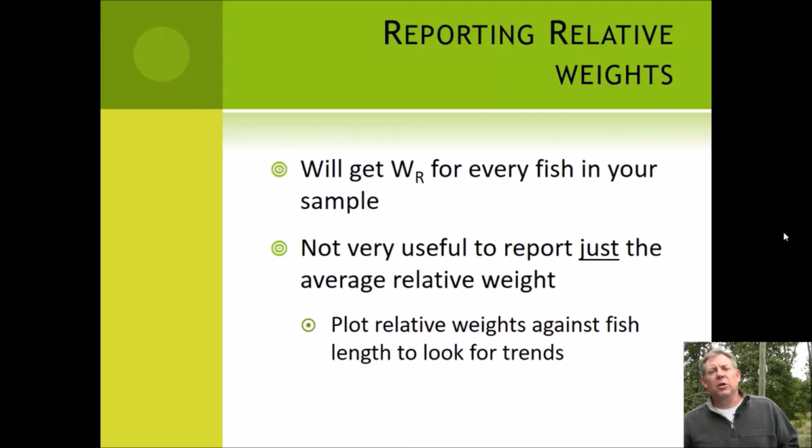All right, now we have a relative weight for every fish in our sample. Let's see how we're going to report this. Now, it's not useful to report just the average relative weight. We usually do report the average relative weight, but that by itself does not give you enough information, and you can really get a lot more utility out of the relative weight by graphing it in a couple different ways. The most common way is to plot relative weight against the length of the fish, and this will give you important trends that will help you understand your fish population.